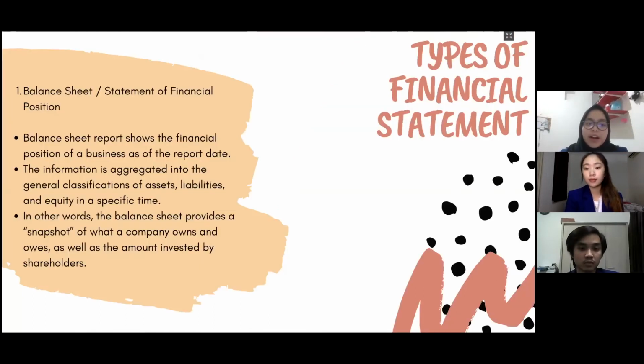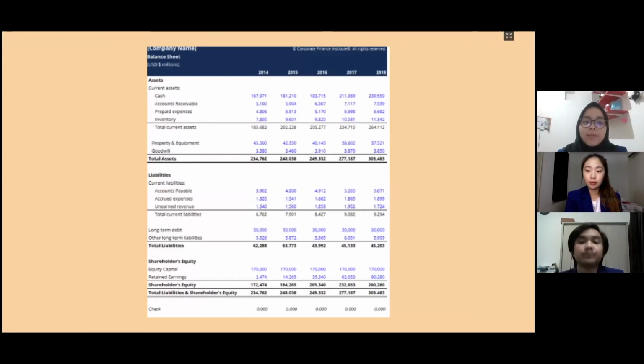Types of financial statement. The first type of financial statement is the balance sheet. Balance sheet report shows the financial position of a business as of the report date. The information is aggregated into the general classification of assets, liability, and equity in a specific time. Or in other words, the balance sheet provides a snapshot of what a company owns and owes, as well as the amount invested by shareholders. This is an example of a company's balance sheet that has assets, liabilities, and equity.